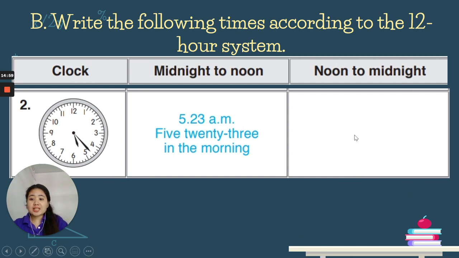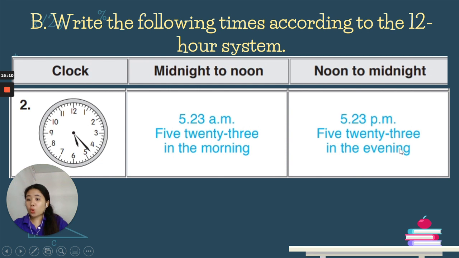Then how about the next one? Same, just change this one to PM, 5:23 PM. Then in words, that is 5:23 in the evening or in the afternoon. So that is afternoon also. Okay, that's it. Okay, let's go to number 3.